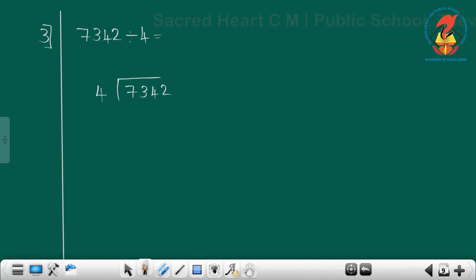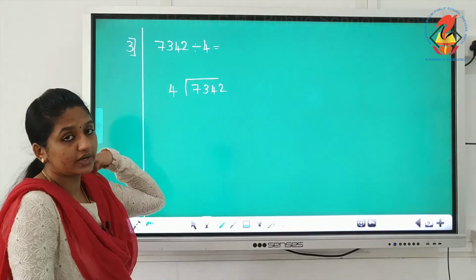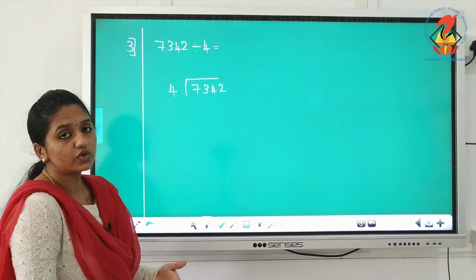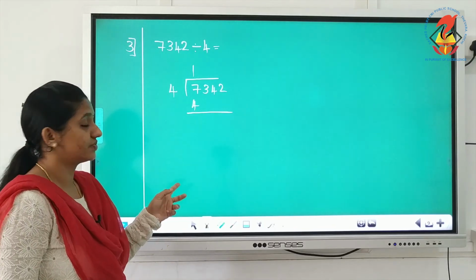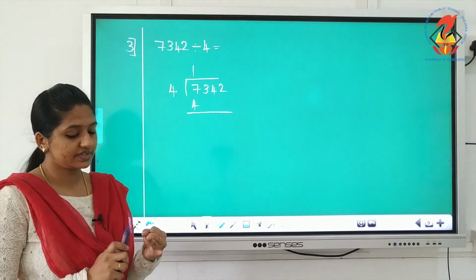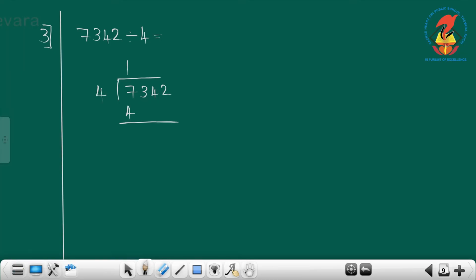In fourth table, how many times go 7? It's one time. 1 fours are 4, 2 fours are 8 only. So, one time. 1 fours are 4. 7 minus 4. After 4, 5, 6, 7. 3 is the remaining balance. So, subtract 7 minus 4. Answer is 3. Then next digit bring it down. 33.